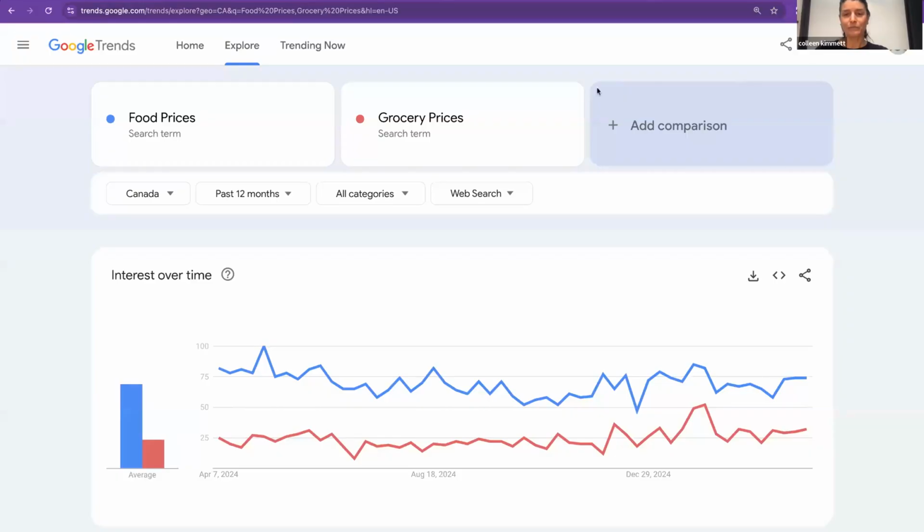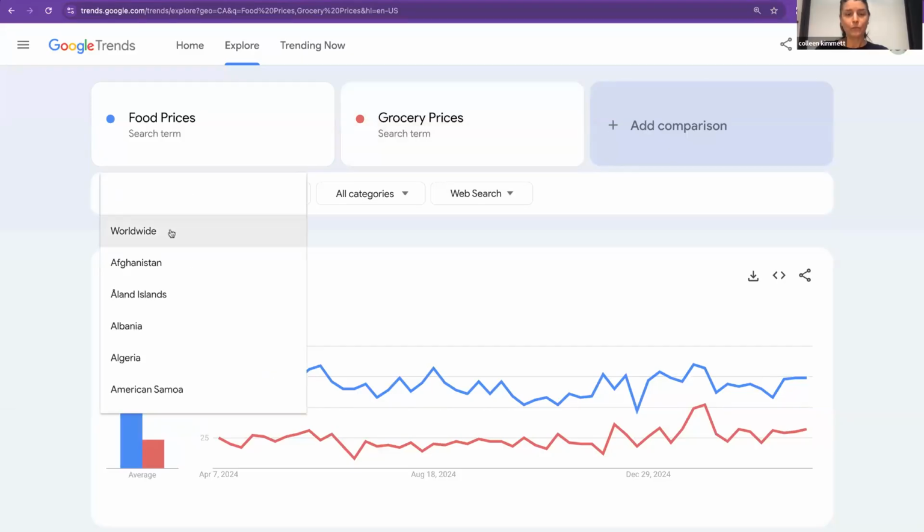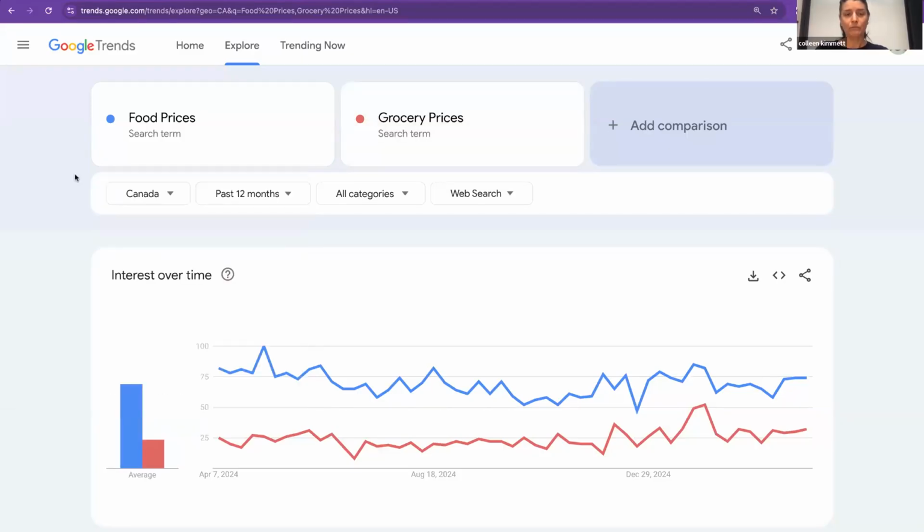Oh, yes. Thank you, Angela. You're right, though. So looking at worldwide, it is at the top. So if we go to this menu, worldwide at the top there.